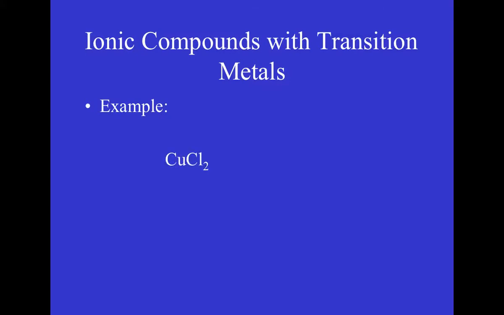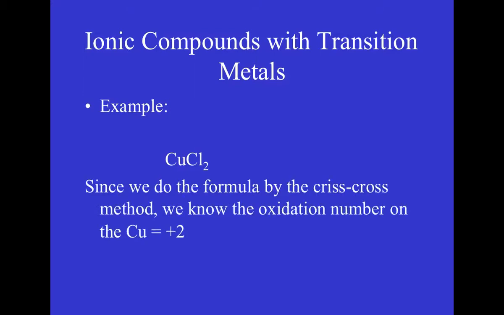CuCl2. Now, since we did the crisscross method on this, we know that the 2 on the chlorine came from the copper. And we only have one copper, and that's because chlorine's oxidation number is always -1. So in this case, I can take the subscripts and reverse them back up to superscripts, and I know the oxidation number on the copper is a +2.